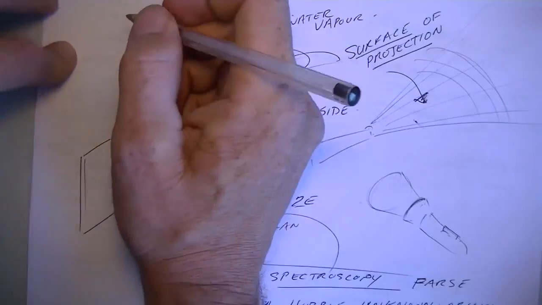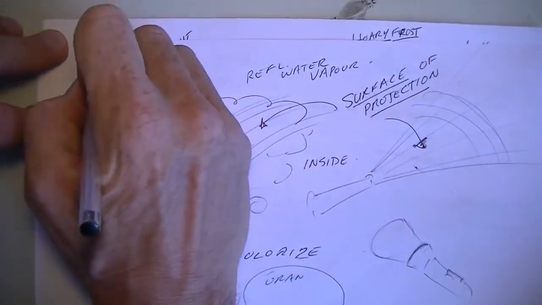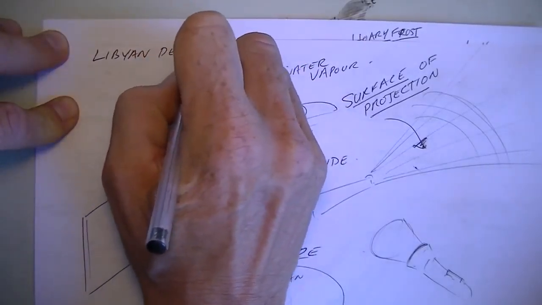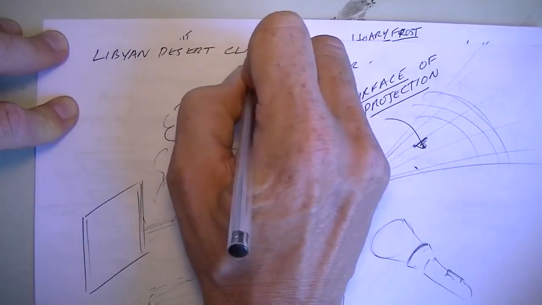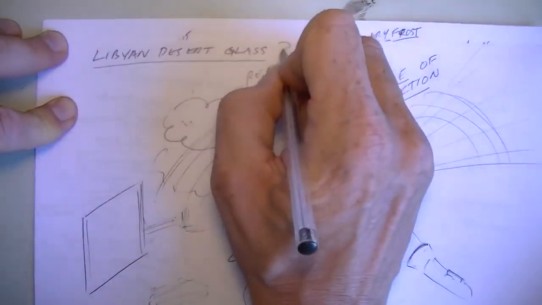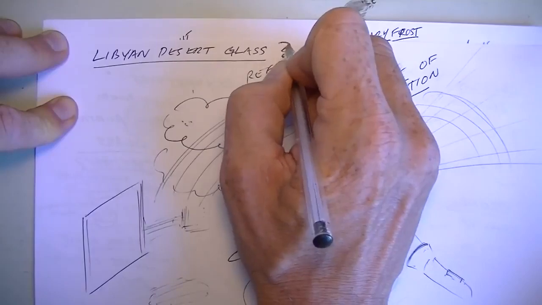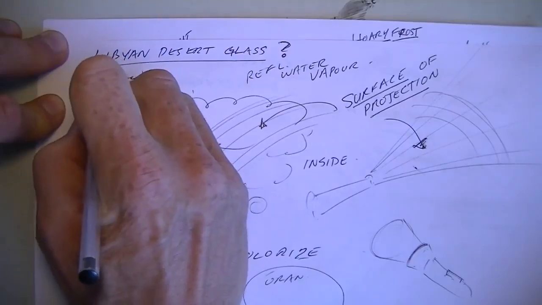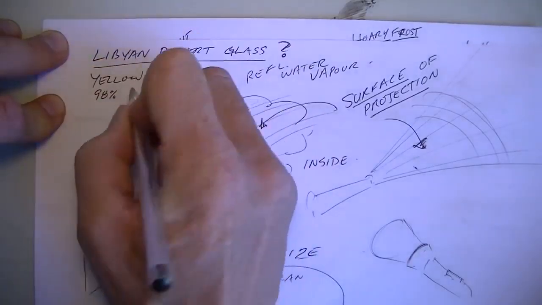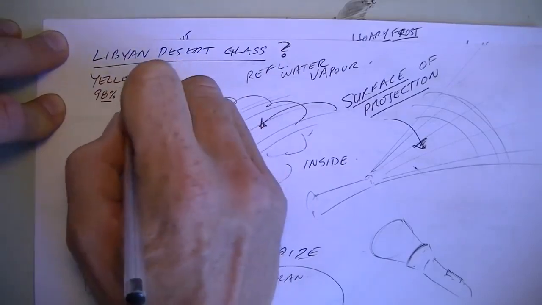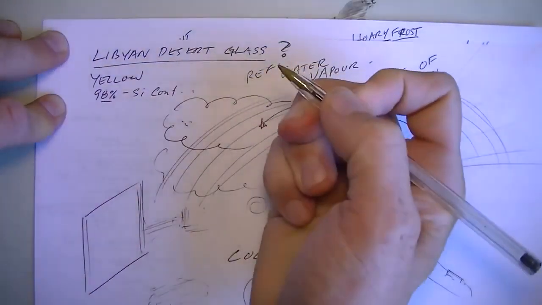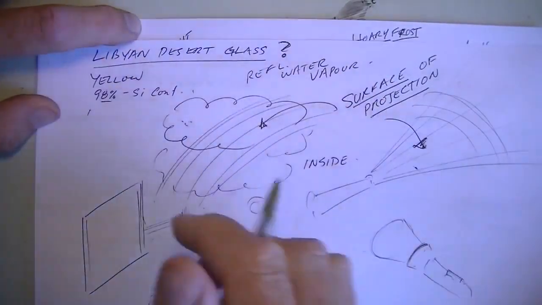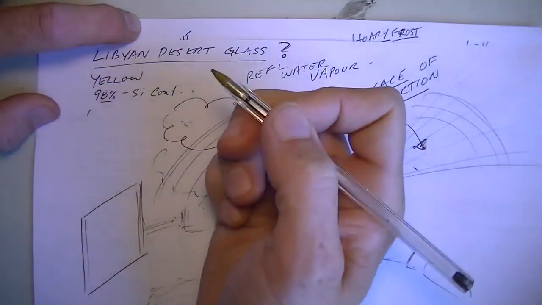This glass is also found in Egypt. Pieces of it fell down in the Libyan desert. They call it Libyan desert glass. Another mystery. Where did this glass come from? It's yellow. It has the highest silica content of natural silica in the world, 98%. There are no bubbles in it when it was formed. It's very dense.